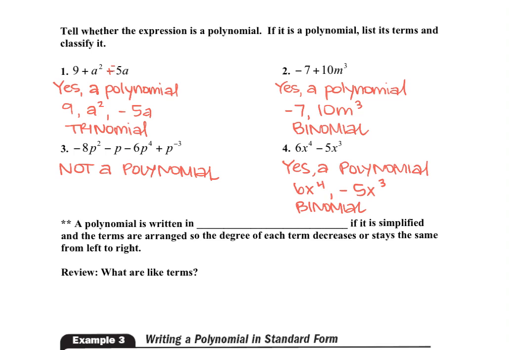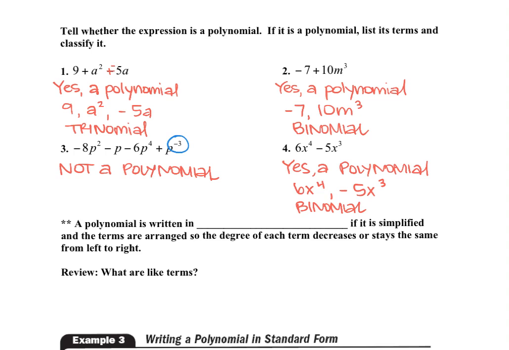Notice 2 and 4 are both polynomials, and since they both have 2 terms, they're binomials. Number 3 was not a polynomial, and the issue with number 3 was this exponent here that was negative. Whenever you have a negative exponent, that cannot be a polynomial, and since it's not a polynomial, we don't have to give its terms and we don't have to classify it.